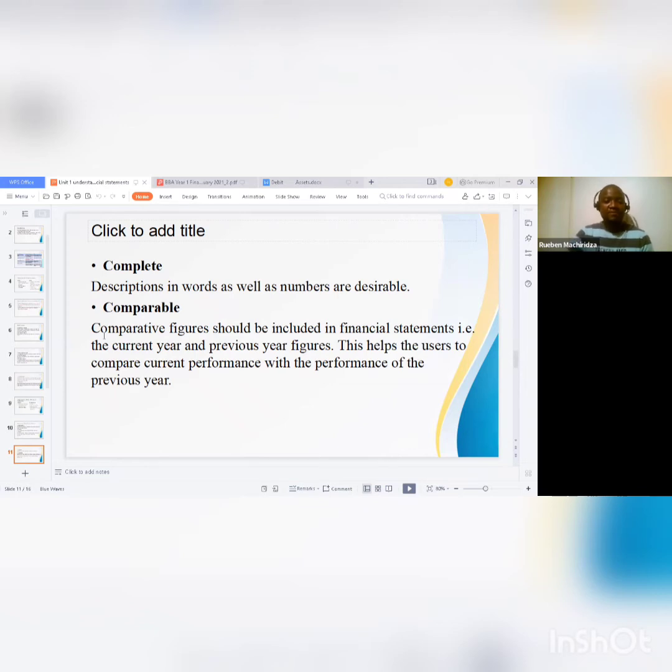And then they must be comparable. The aspect of comparability. This is for presentation. When we present our financial statements to a certain specific group of users, we cannot present a financial statement for 1 year.